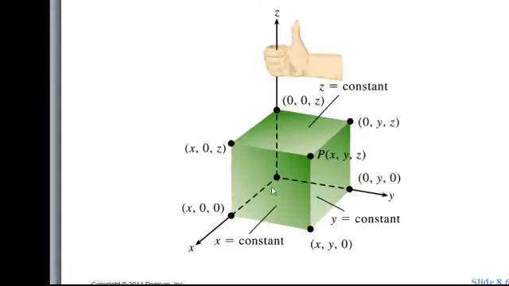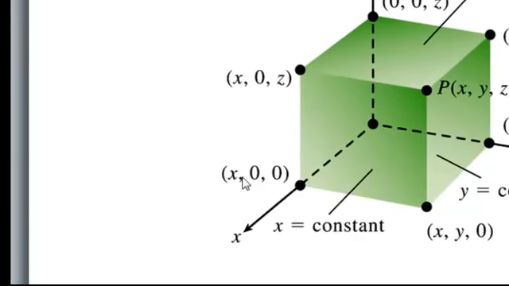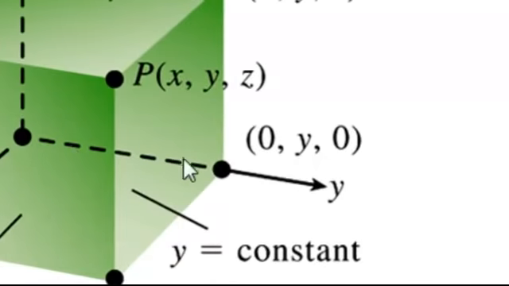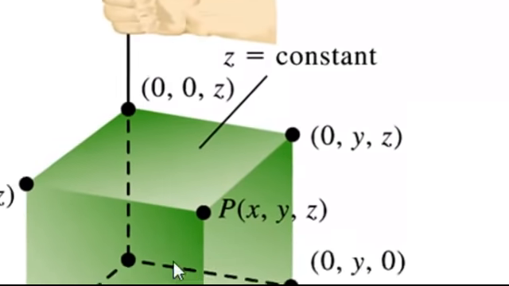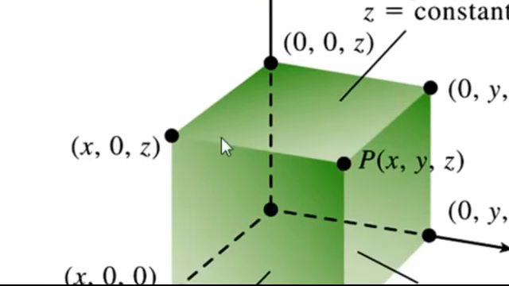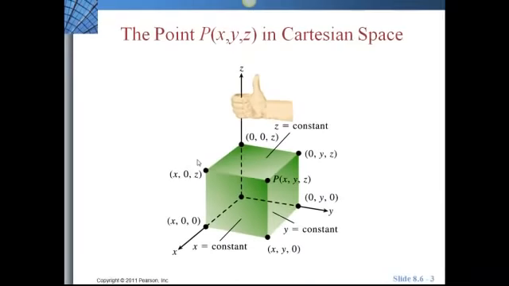The points on the axes take the form (x, 0, 0) for a point on the x-axis, (0, y, 0) for a point on the y-axis, and (0, 0, z) for a point on the z-axis. So we have a point out here that's parallel to the y-axis. So we have some value for x, the y is 0, and some value for z.